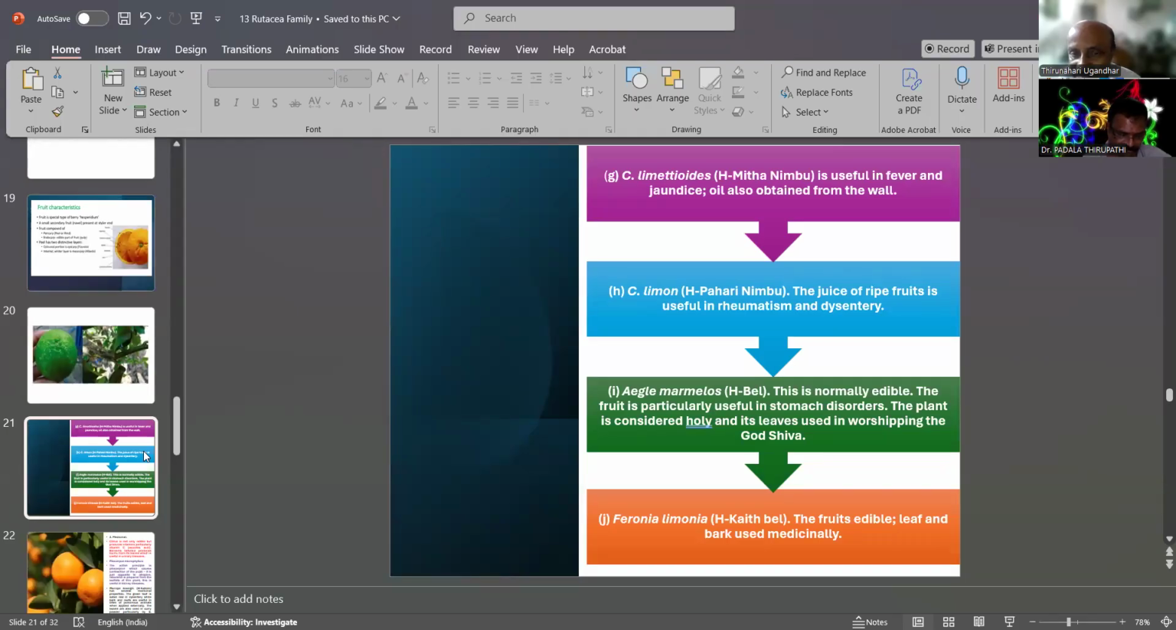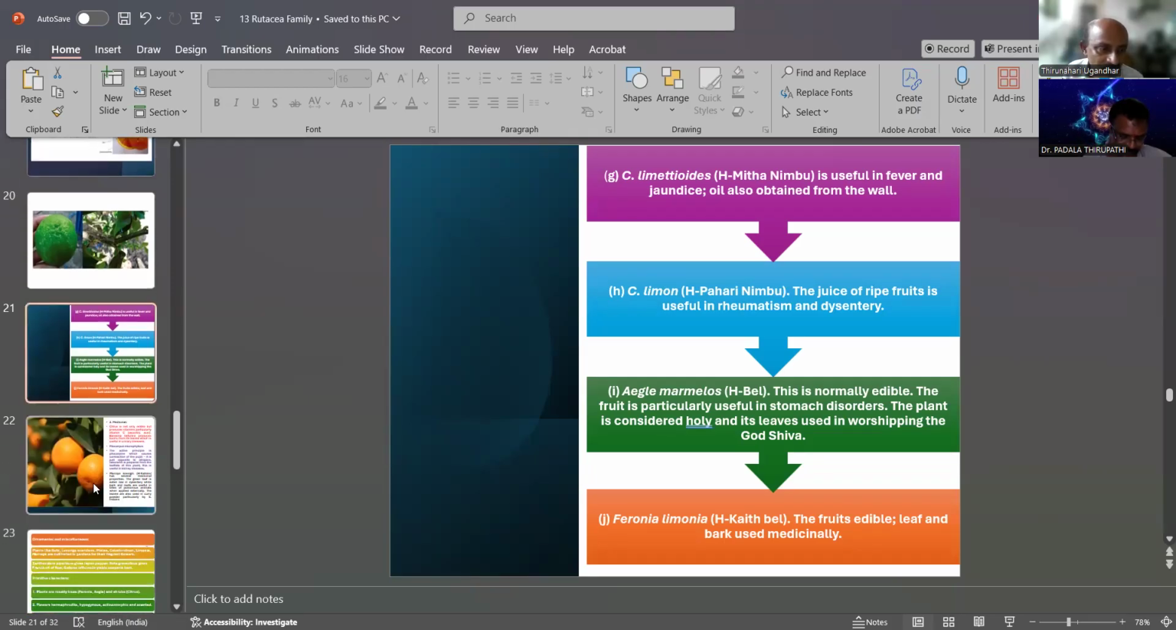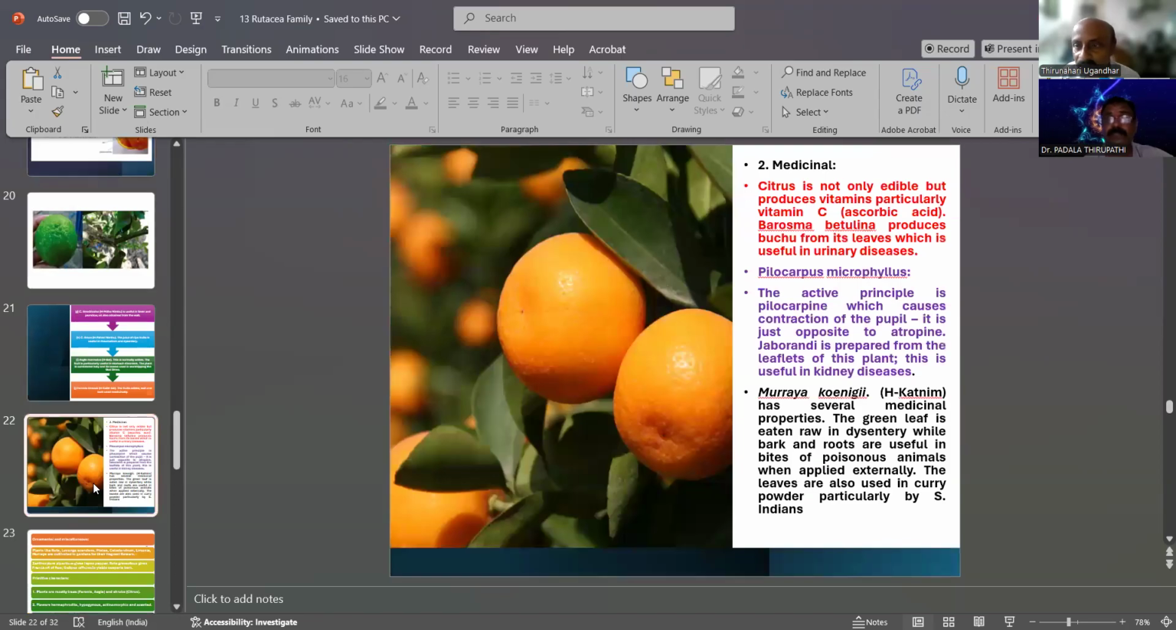It is also useful in dysentery. Then Aegle marmelos, the bael, is normally edible. The fruit is particularly useful in stomach disorders. The plant's leaves are commonly considered holy, usually used in the worship of God Shiva. Aegle marmelos is marmelos. Then also Pernettya, Limonia. These fruits are edible, and the leaf and bark are also medicinally important.